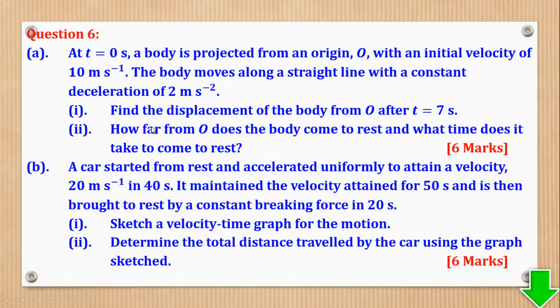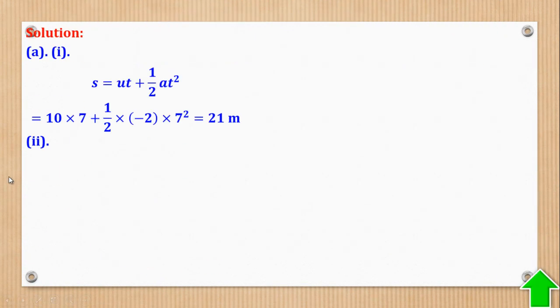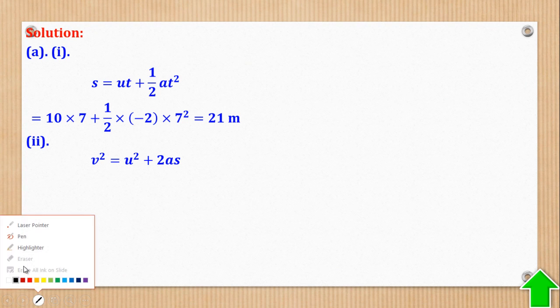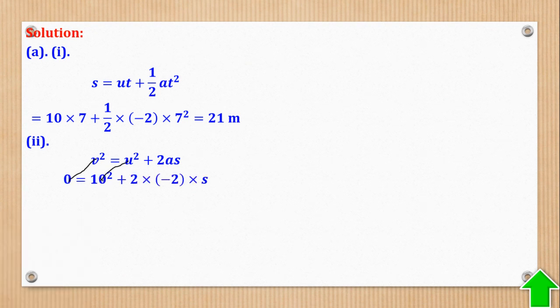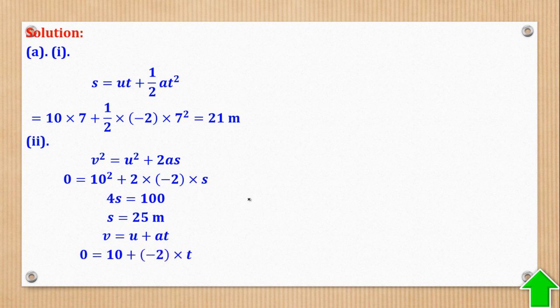Then for Roman 2, they said how far from O does the body come to rest and what time does it take to come to rest. When it comes to rest, it means that the final velocity is 0. So you'll come here and use the third equation of motion, substitute for final velocity, initial velocity, and acceleration, and you have only s as the only unknown. When I simplify, s will be 25. But they also ask for time, so I can use the first equation of motion, substitute, and get the time.